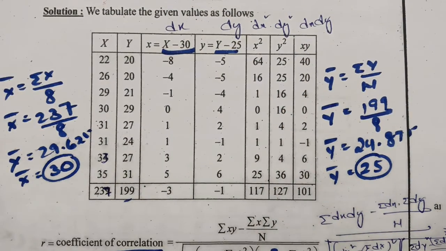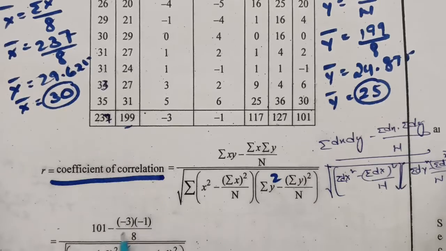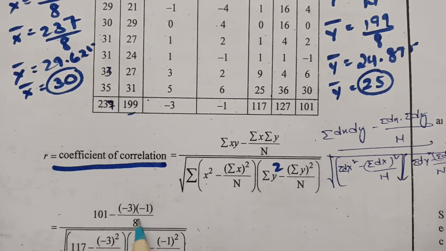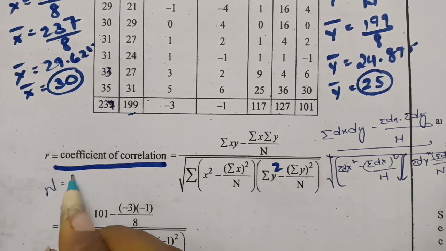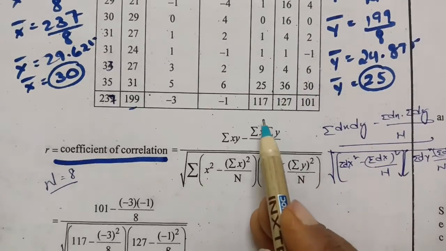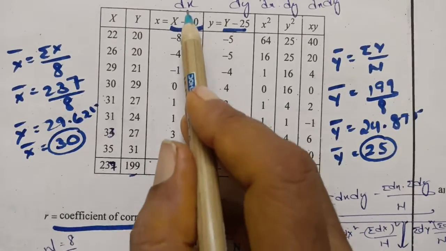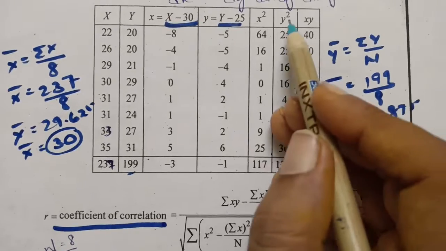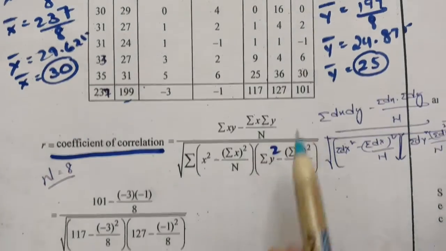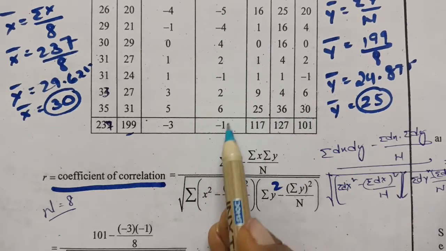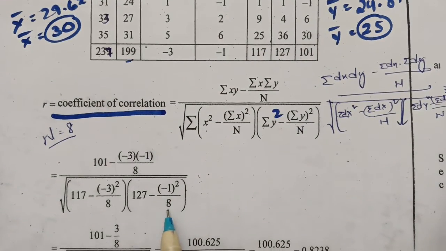So according to our formula here, what is the sigma dx value? This is minus 3, and sigma dy value here is minus 1, by total n observations. So n is equal to the number of observations, 8, by root over sigma dx square. So sigma dx square total is 117 minus sigma dx, this is minus 3 whole square by n here. So this is the formula here, minus sigma dy square. So sigma dy square total is 127 here minus sigma dy whole square. So sigma dy whole square is minus 1 square by n, where n is equal to 8.